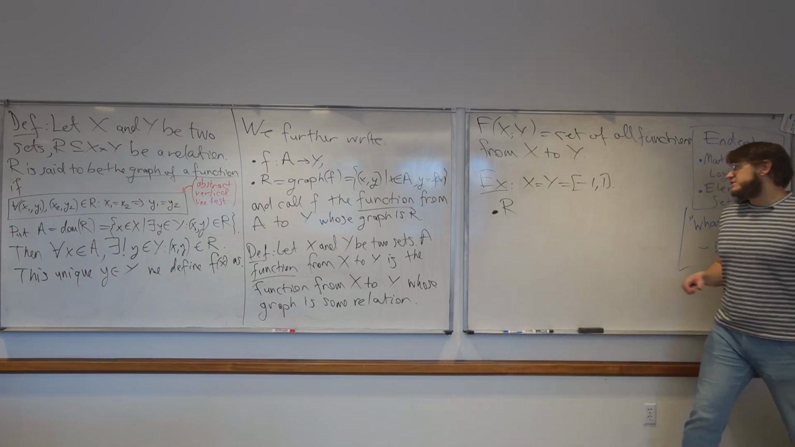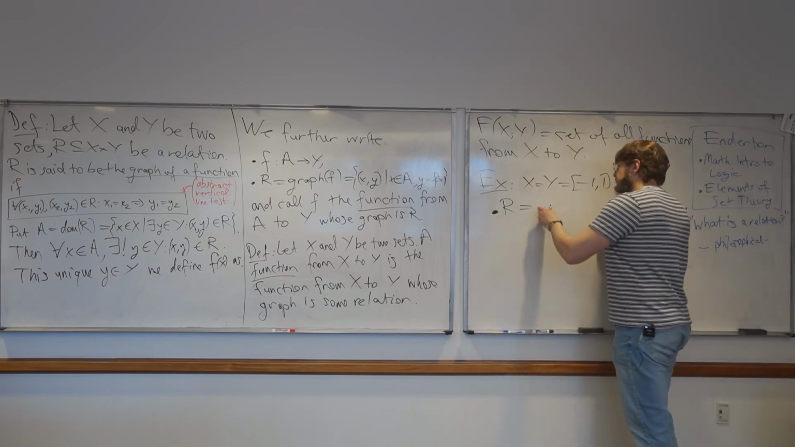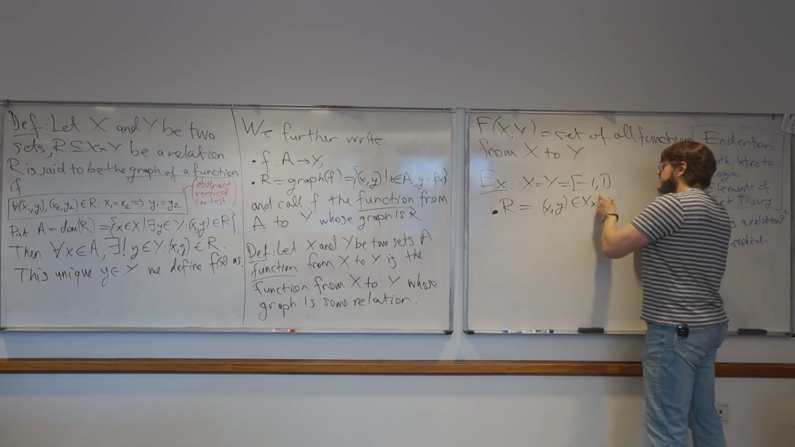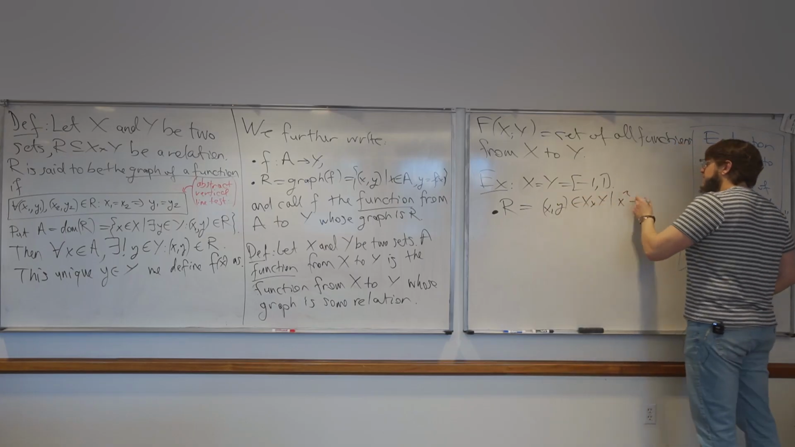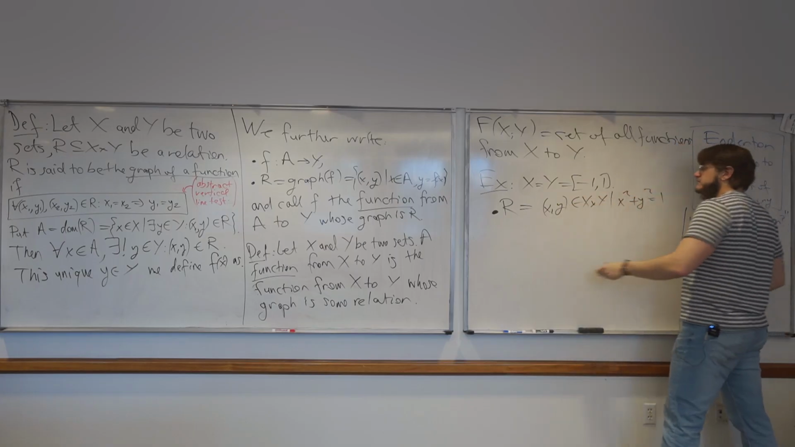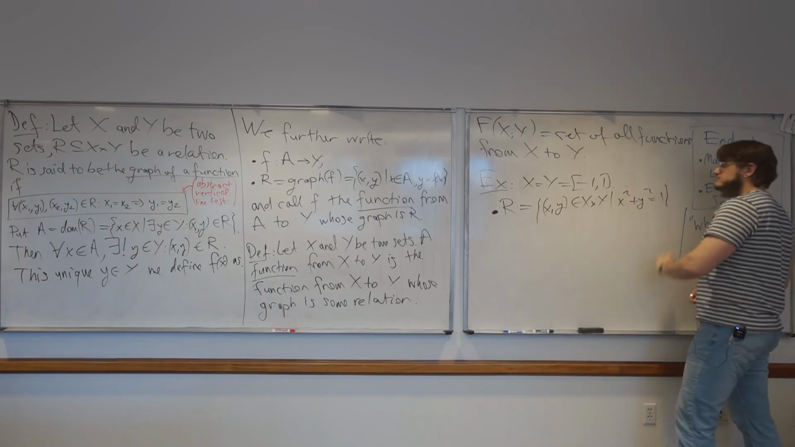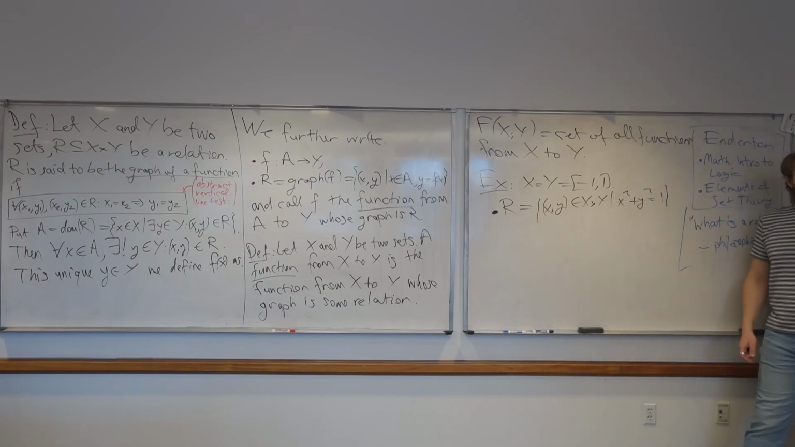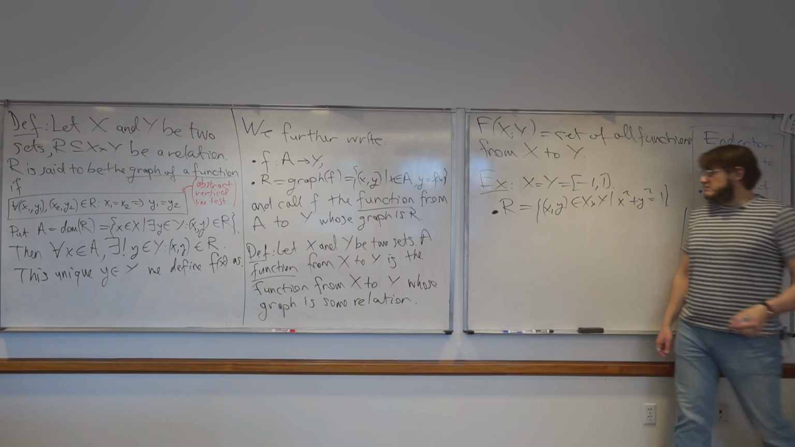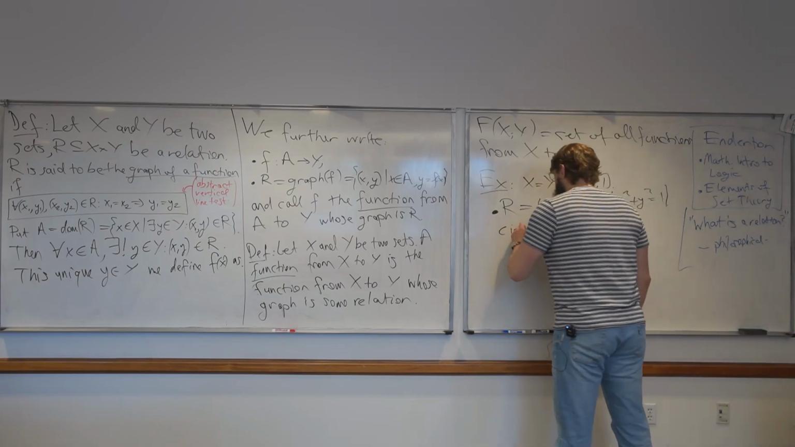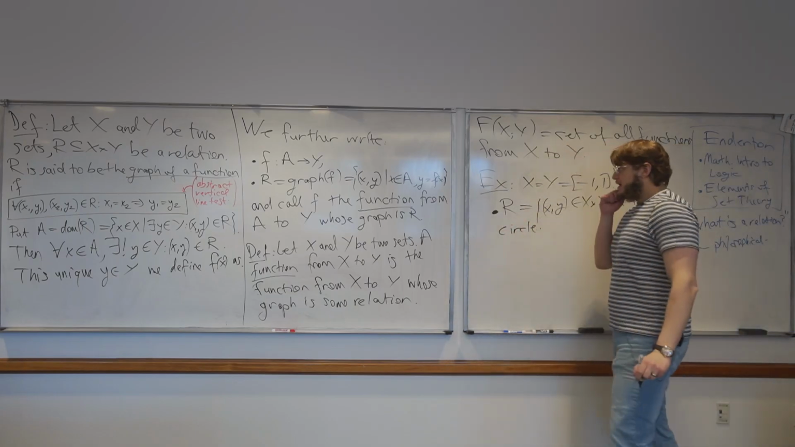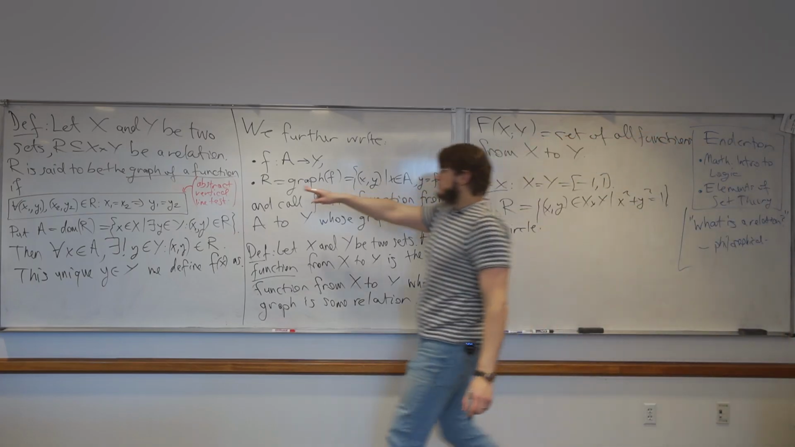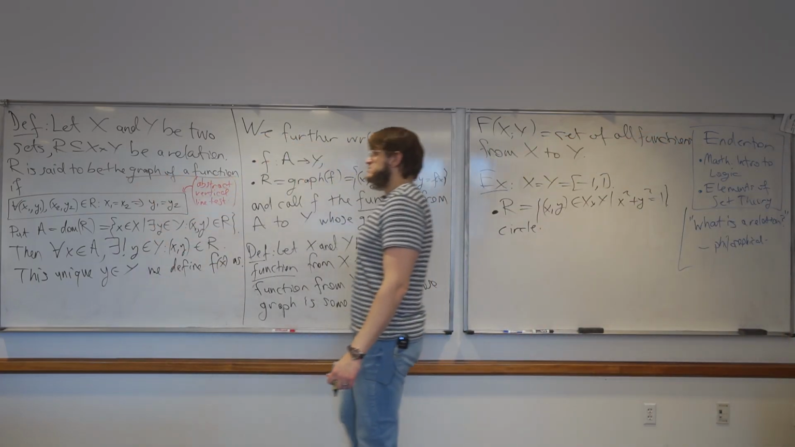Let's say R is, well, this was something that we looked into, the set of pairs x, y, and x times y, such that x squared plus y squared equals 1. Okay, so this has the shape of a circle. And I'm asking, does this relation have the property of being the graph of a function?